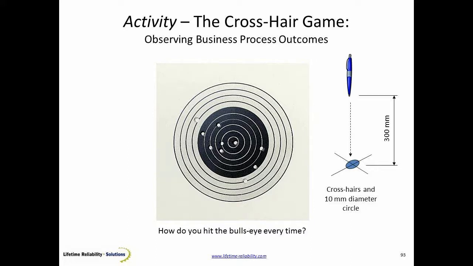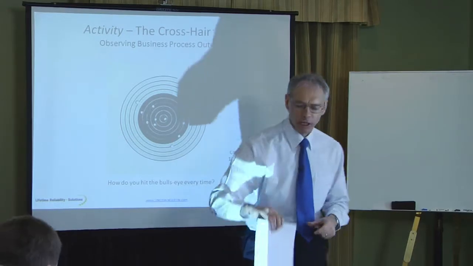All right, this is a little activity I need you to do with us. It's called the crosshair game, and I talk about it in the book, and it's all about seeing what process outcomes result and what that means to a business. So if I can get you guys just to play the game with us.